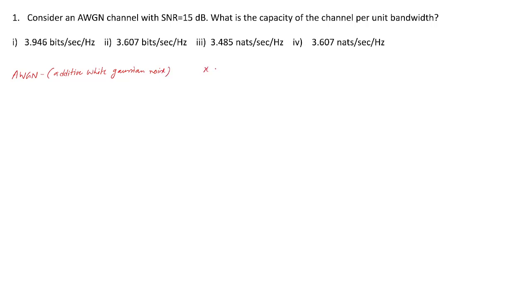Consider this system model: X being transmitted through a channel H, and here your noise gets added and you get Y, which is HX plus N. So the AWGN channel refers to a channel model where you add a noise N, which is additive in nature. That is, it always adds up with the amplified or attenuated signal HX.